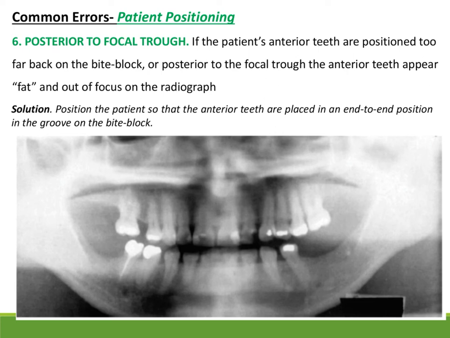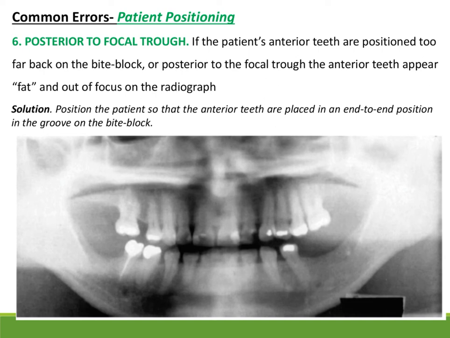So what do you mean by that? By making the patient bite on the bite block, you are making the patient position in the focal trough. So if the patient is biting too far away from the bite block notch itself, then it means that your patient radiograph will definitely not be clear. The teeth are going to appear fatter and the structures are going to appear out of focus.